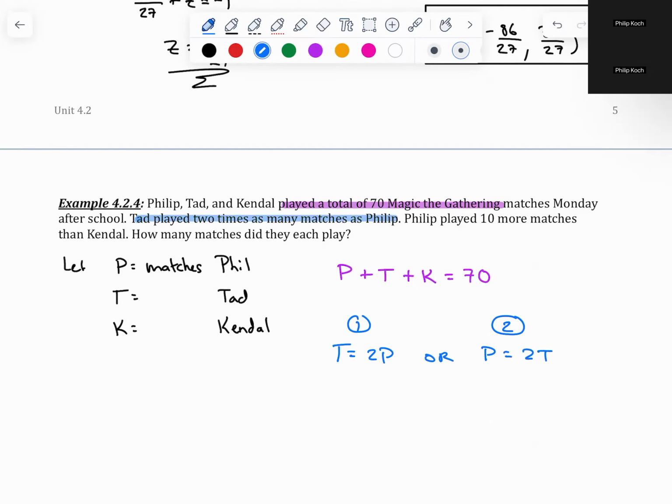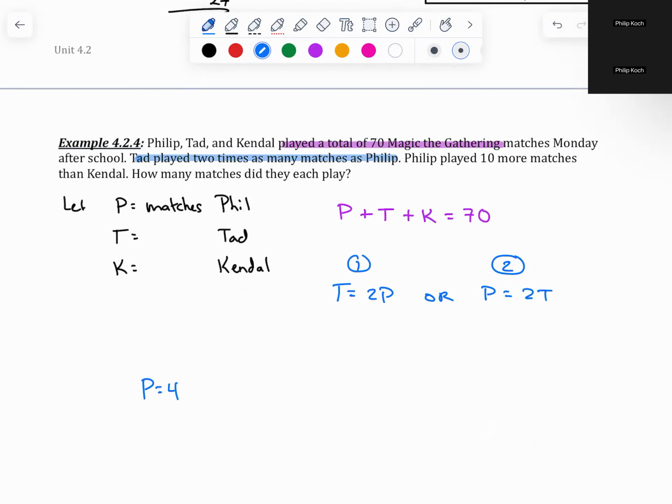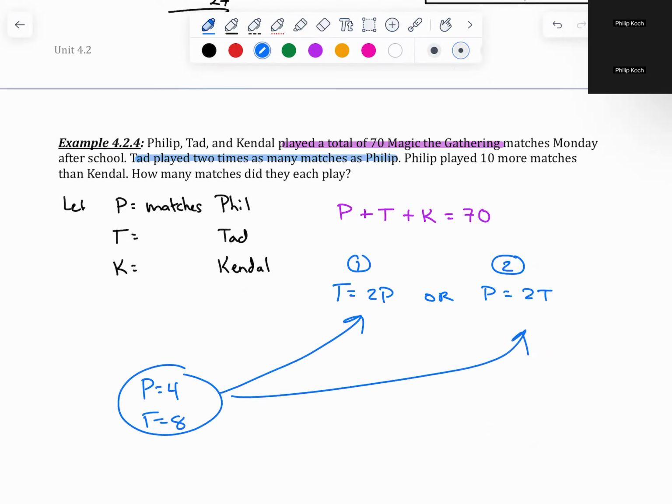What I do to figure it out is I make up a hypothetical number and I figure out which one fits into that concept. So if I know that Tad plays twice as many as Philip, let's just say that Phil plays 4 games. You can choose any number you want. How many games would Tad play? 2 times that. So T would be 8. Which formula makes that a true statement? Well, if I plug in 4 for P, 2 times 4 is 8, and T is 8, so I get 8 equals 8.